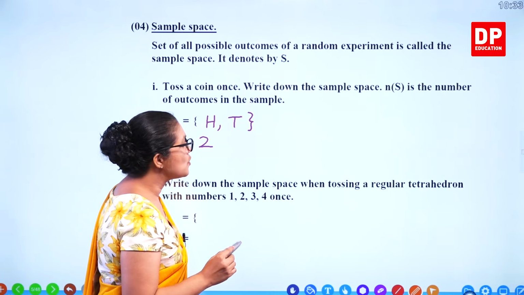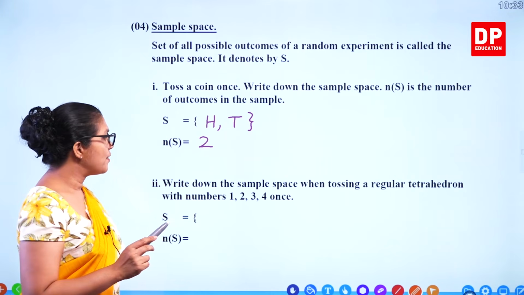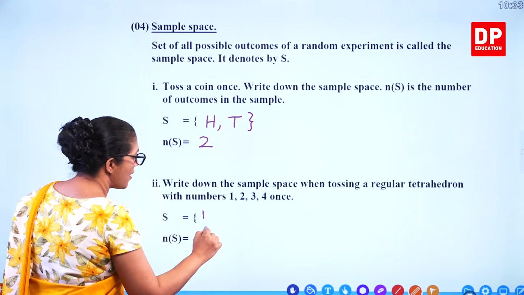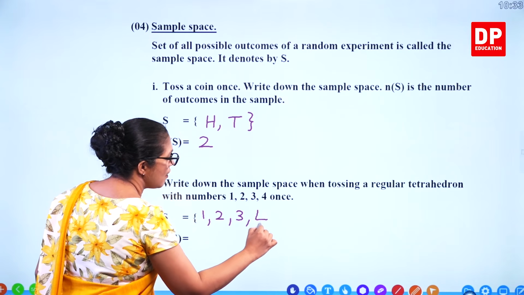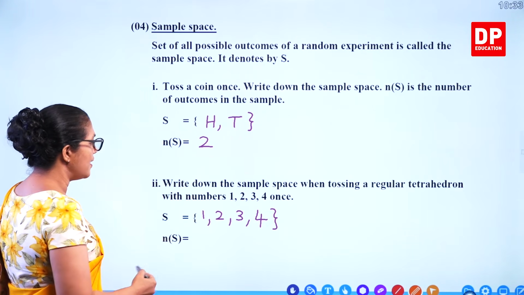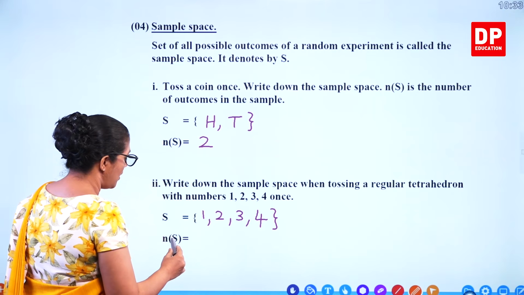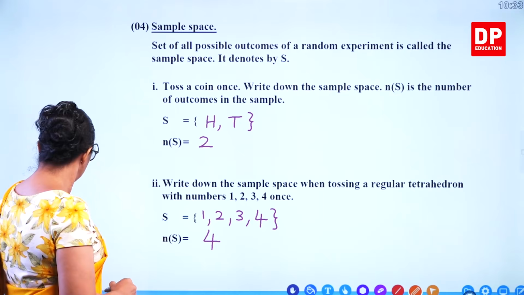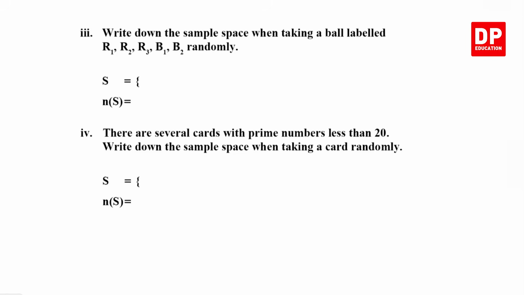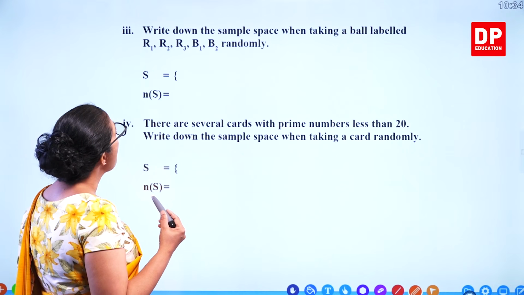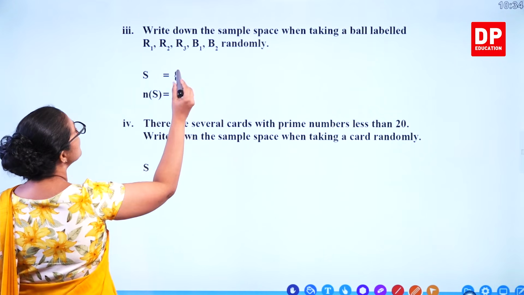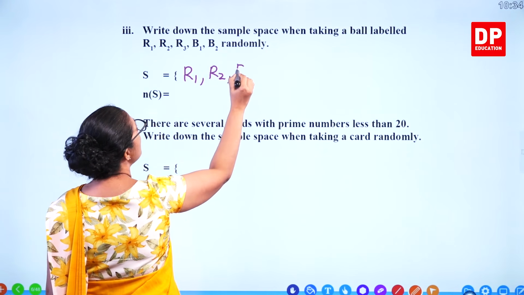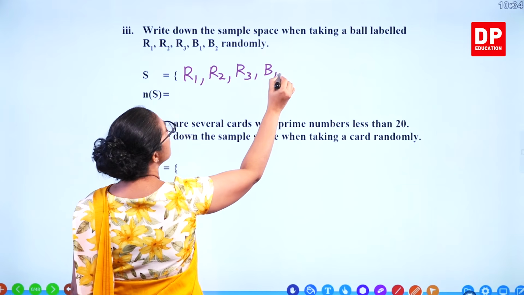Write down the sample space when tossing a regular tetrahedron with numbers 1 to 4. So 4 sides are there. So what are the numbers you can get? 1, 2, 3, 4. 4 possibilities are there. So here the number of outcomes in the sample space is 4. Write down the sample space when taking a ball labeled R1, R2, R3, B1, B2 randomly. So what are the possibilities? You can get R1 or R2, R3, B1, B2.